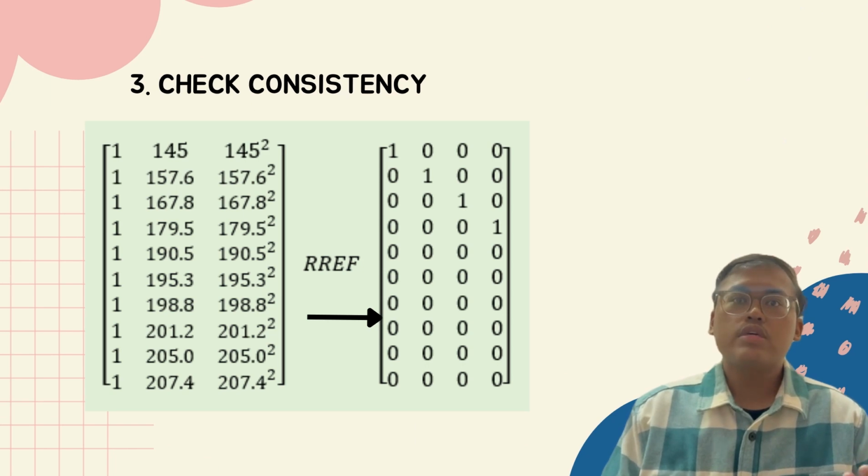So how do we check the consistency? We must use the RREF process, and we will get a false statement at row 4. This indicates that the system is inconsistent, therefore we must use a normal system.